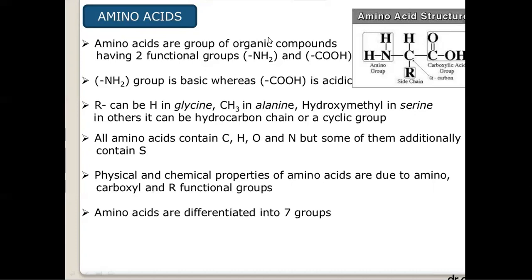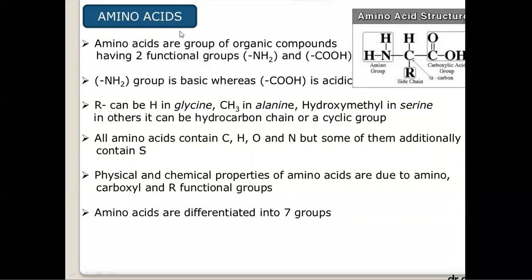And amino acids show optical isomerism. Why? Because there is an asymmetric carbon present in the amino acid, and due to the presence of asymmetric carbon, it produces optical isomerism. These amino acids also produce ampholytic solutions. Why? Because two types of groups, the basic amine and the acidic carboxylic group, are present in the same amino acid. That's why it is called ampholytic.